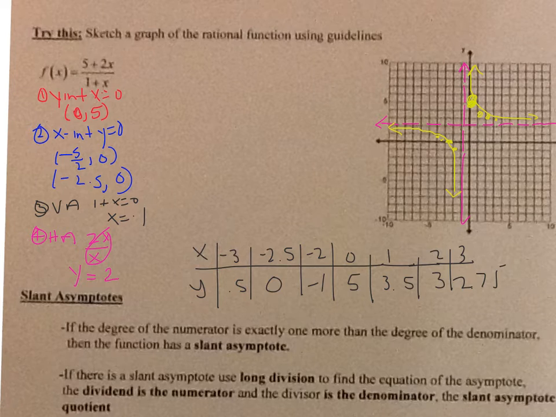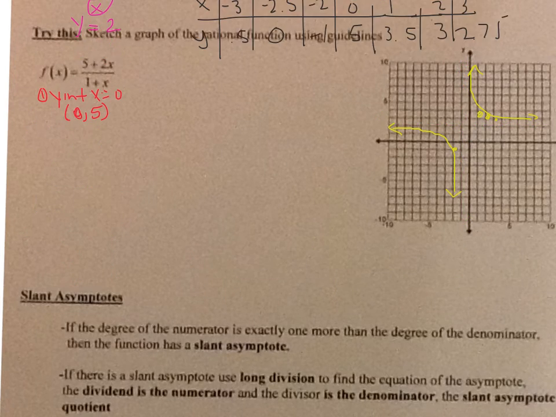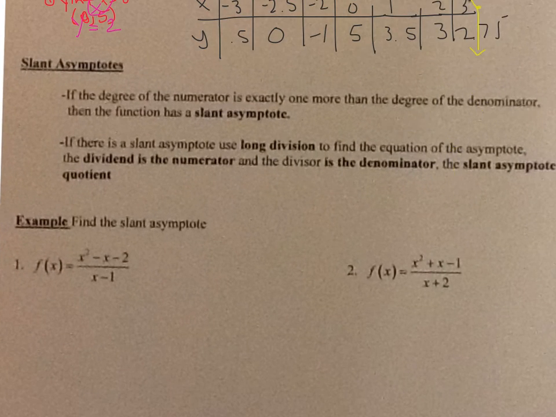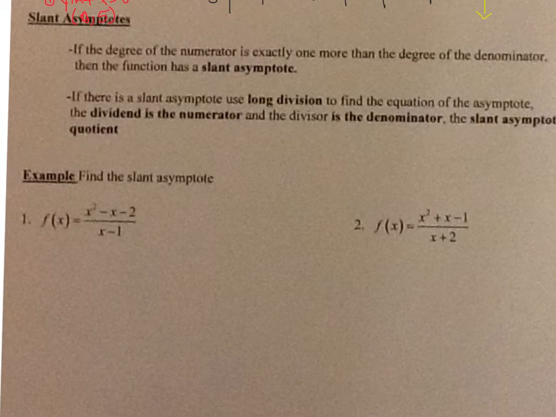Okay, so now let's talk about slant asymptotes. So let me just move everything up. If the degree of the numerator is exactly 1 more than the degree of the denominator, then the function has a slant asymptote. If there is a slant asymptote, use long division to find the equation of the asymptote. The dividend is the numerator and the divisor is the denominator. The slant asymptote is the quotient, without the remainder though.